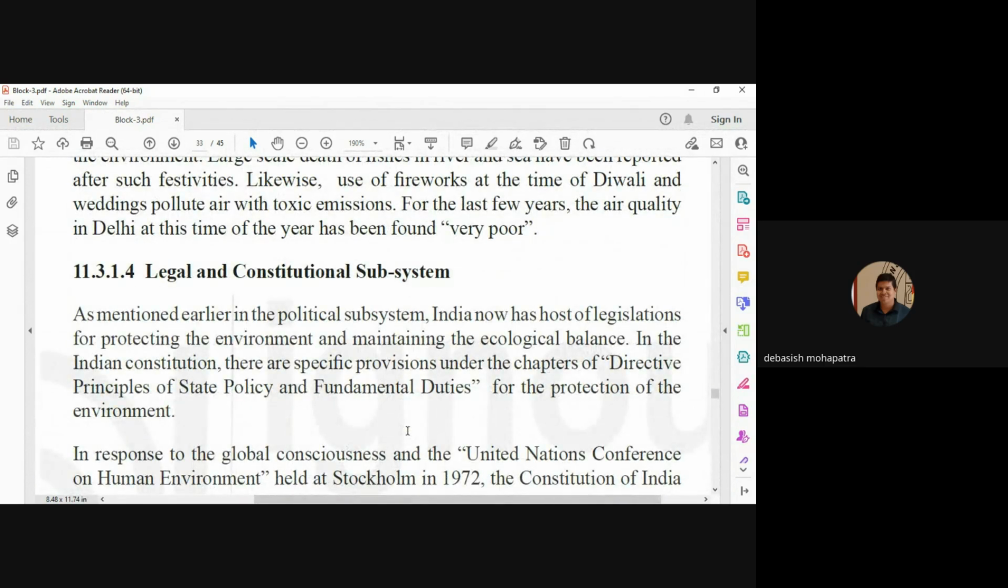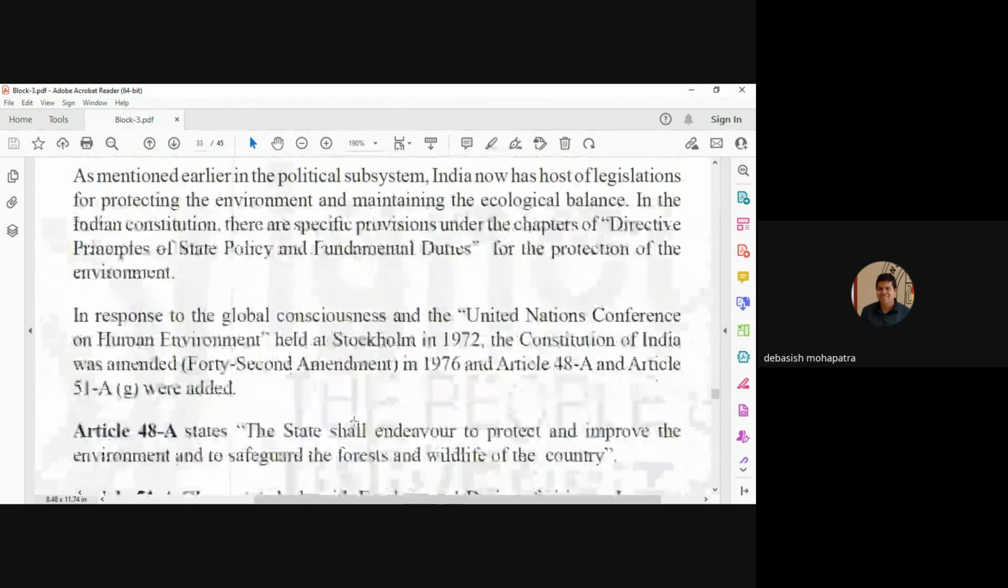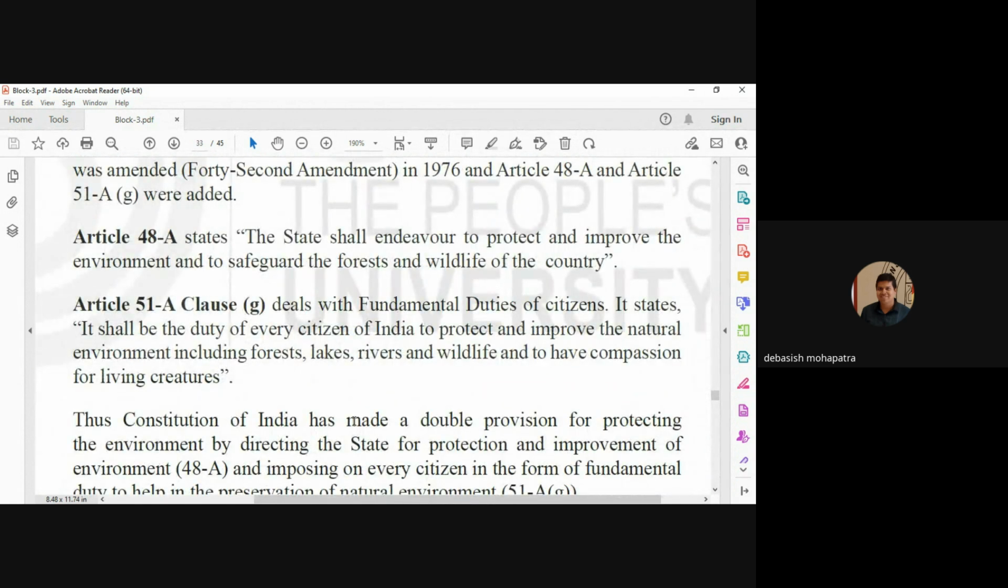The legal and constitutional subsystem. As mentioned earlier in the political subsystem, India now has a host of legislation for protecting the environment and maintaining the ecological balance. In the Indian Constitution, there are specific provisions under the chapters of Directive Principles of State Policy and Fundamental Duties for the protection of the environment. Article 48A states that the state will endeavor to protect and improve the environment and to safeguard the forests and wildlife of the country.